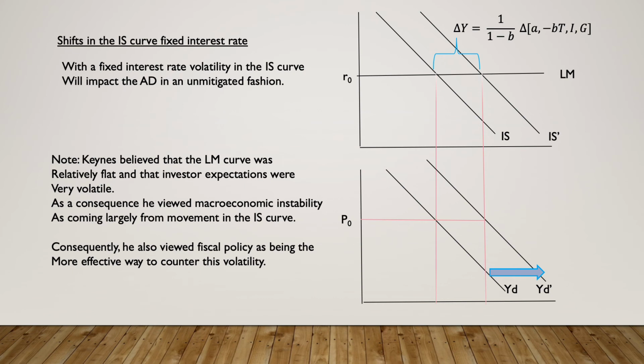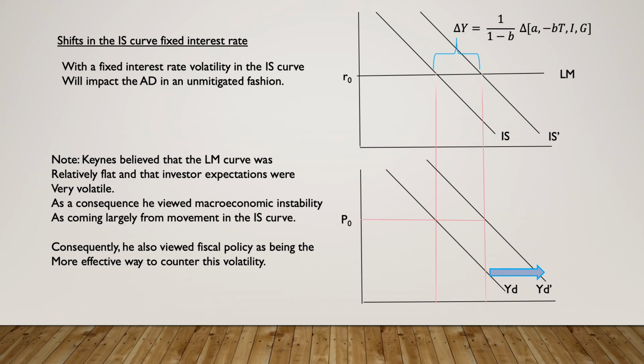With the fixed interest rate here, you have the perfect scenario for highly effective shock transmission from IS to AD, because there's no movement in the interest rate, there's no crowding out, and there's nothing to mitigate that volatility. So any volatility in the IS curve will impact aggregate demand in an unmitigated fashion. The full size of the shock, the full size of the multiplier, will take place without any movement in interest rates. Do note that Keynes believed that the LM curve was relatively flat.